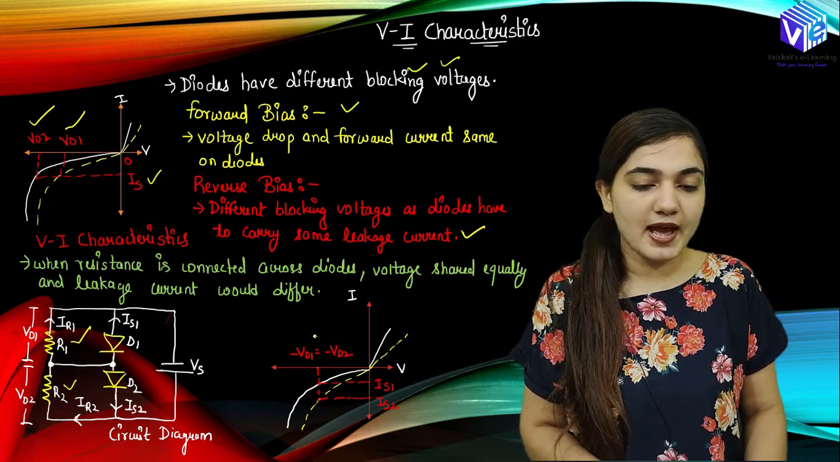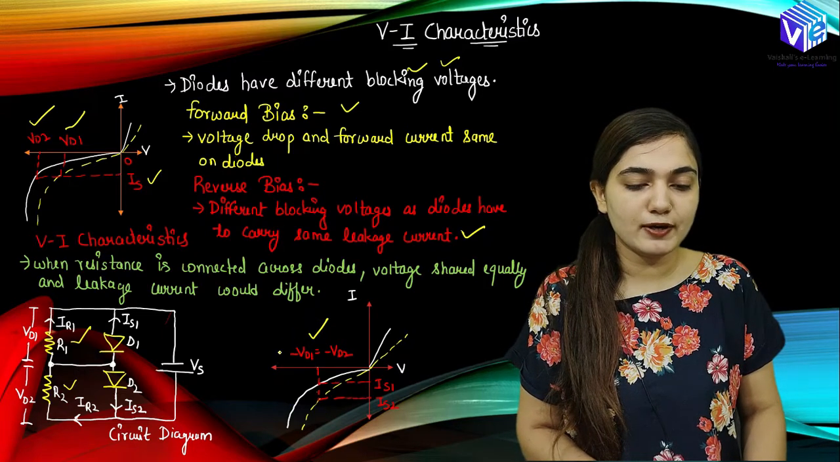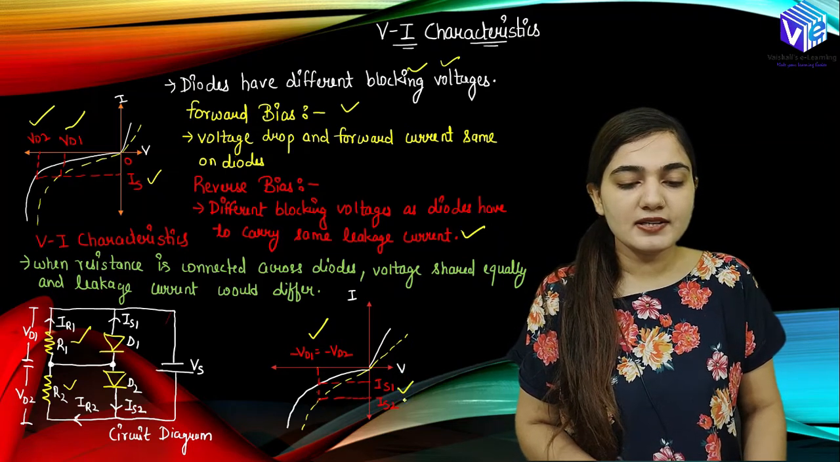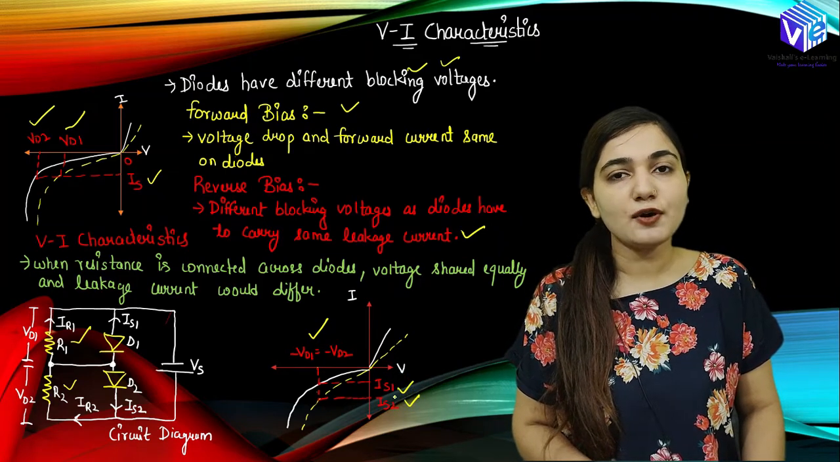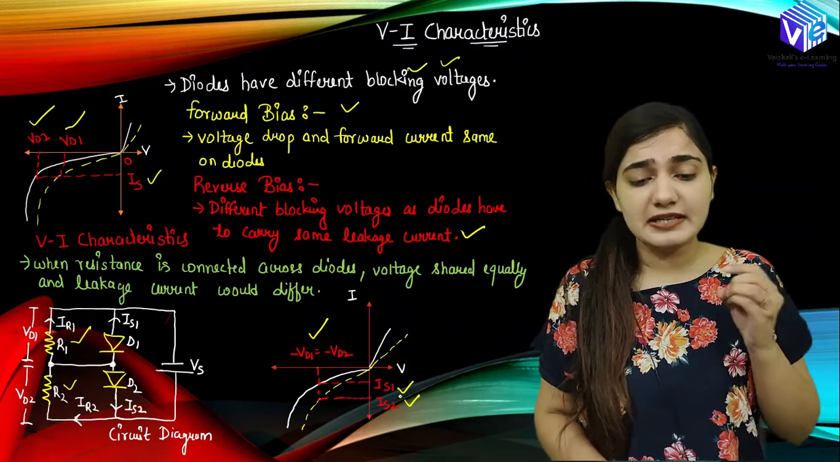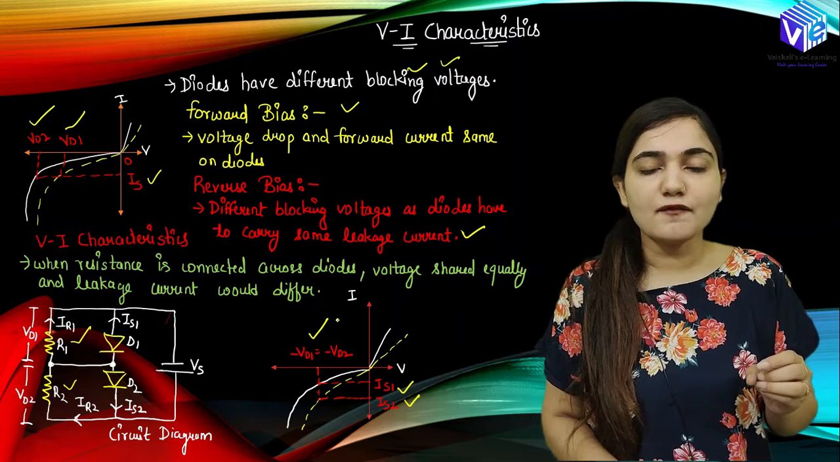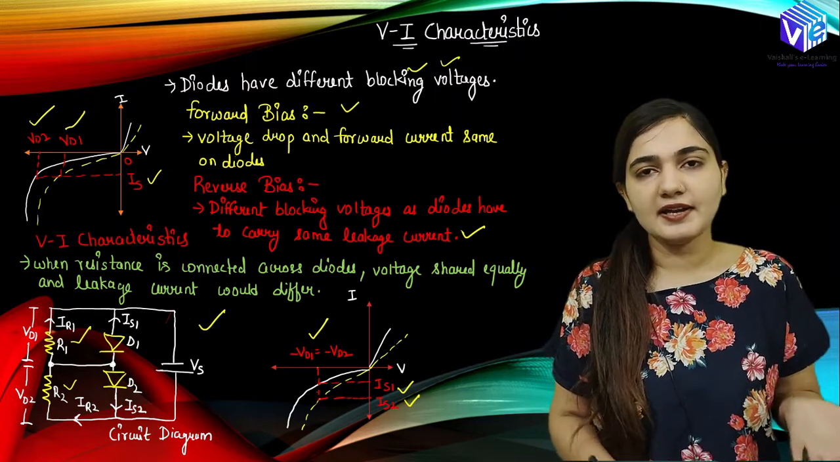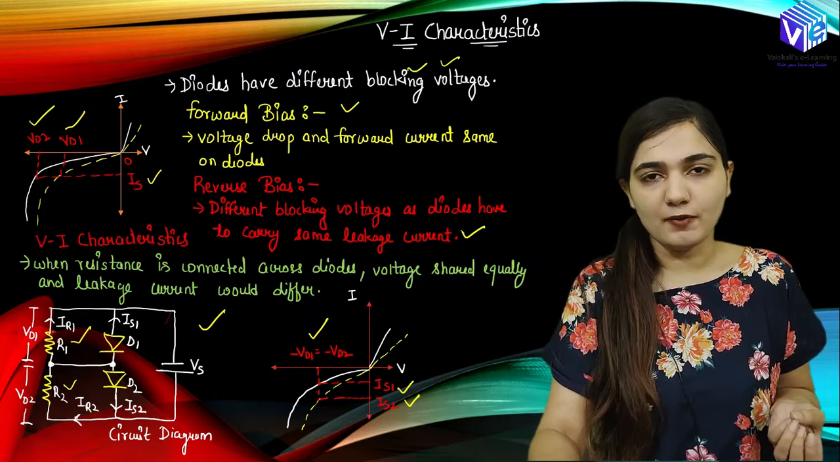Now here we will have the reverse voltage equal, minus VD1 is equal to minus VD2, but the reverse leakage current would be different, right? So I hope you understood how we have the difference in the reverse leakage current and the same voltage, right? With the help of this type of circuit I can overcome the problem, right?